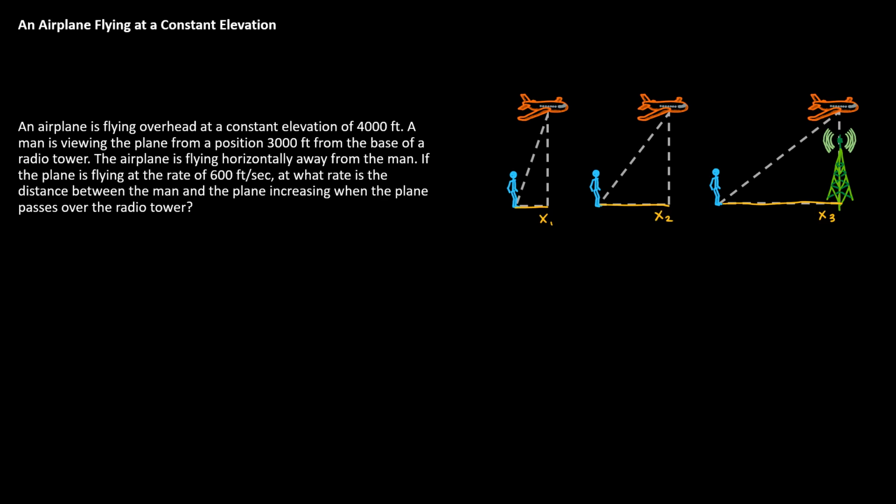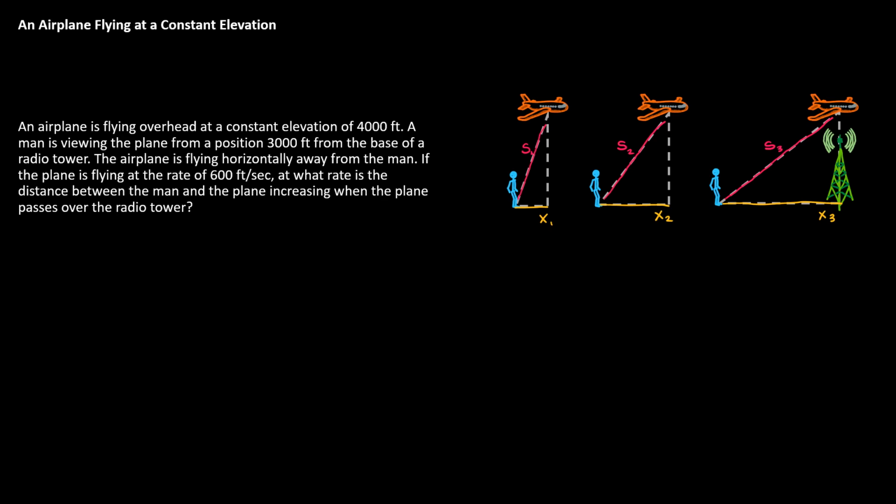Now I want to highlight the quantities that are changing in these 3 different stages of the diagram. I can see that the horizontal distance between the man and the airplane is changing. So that's a quantity that's changing over time. But also the diagonal distance between the man and the airplane is changing. So there's another quantity that's changing over time. We're asked to specifically find the rate of change for the distance between the man and the plane when the plane is above the radio tower.